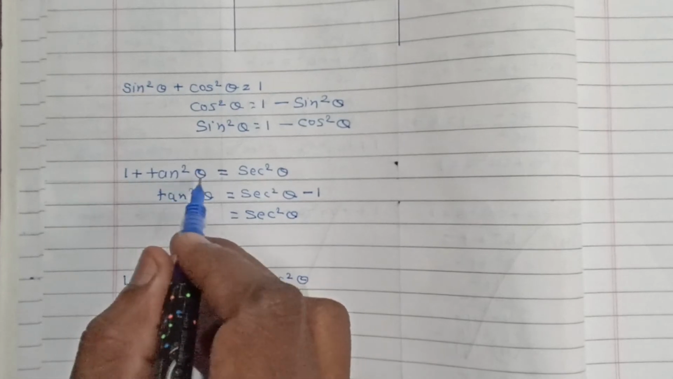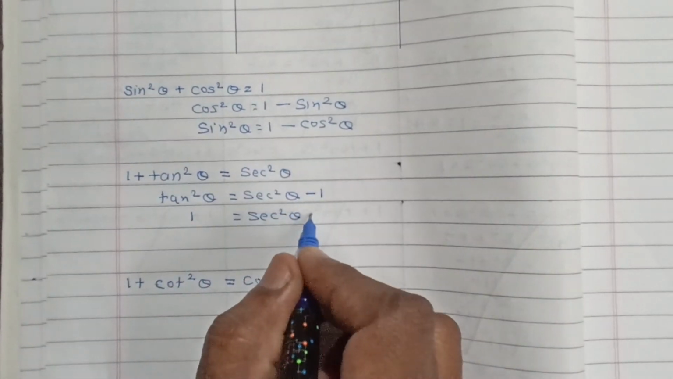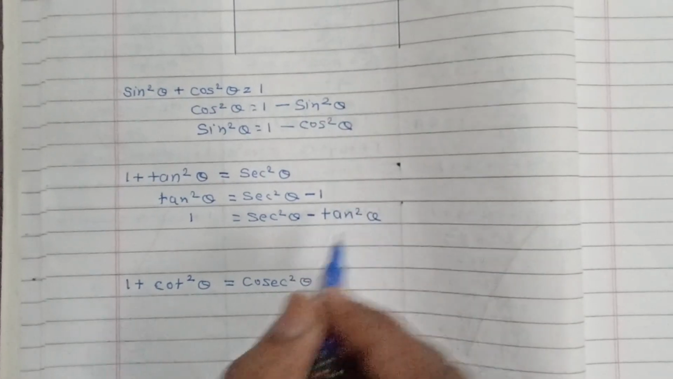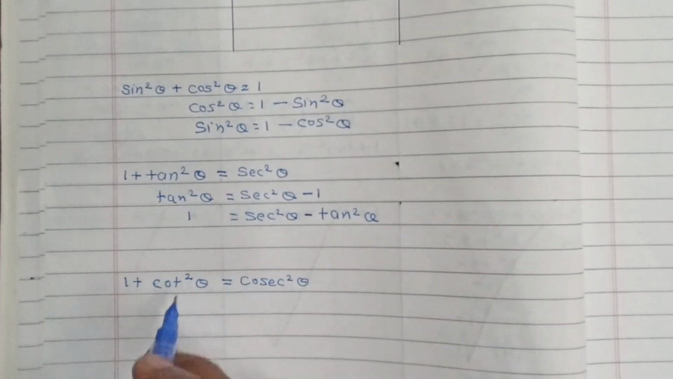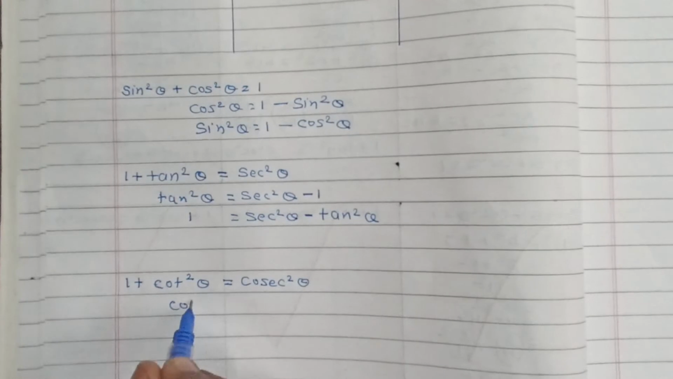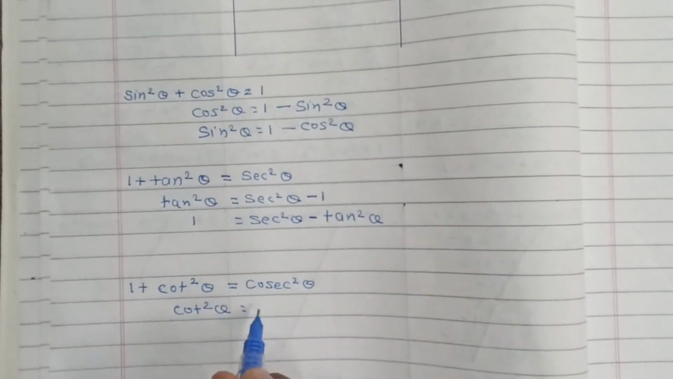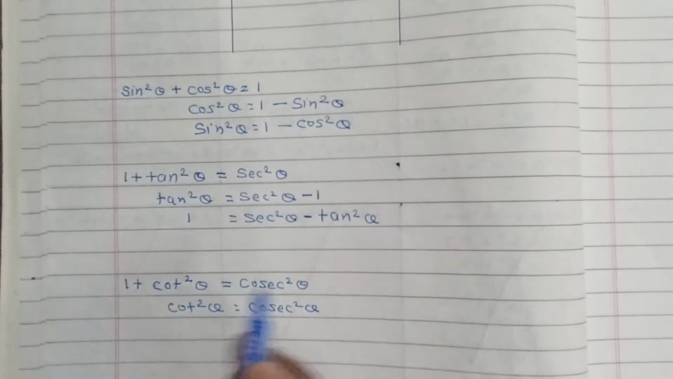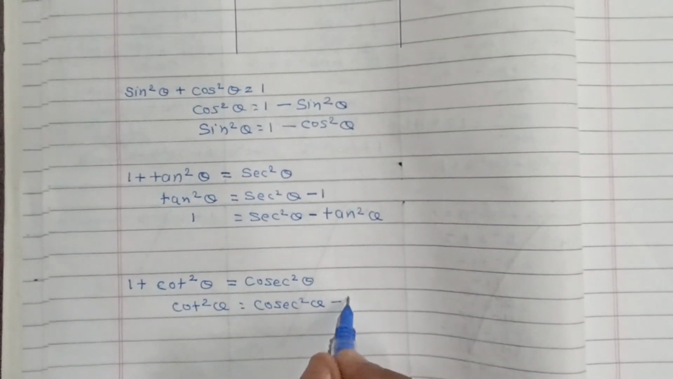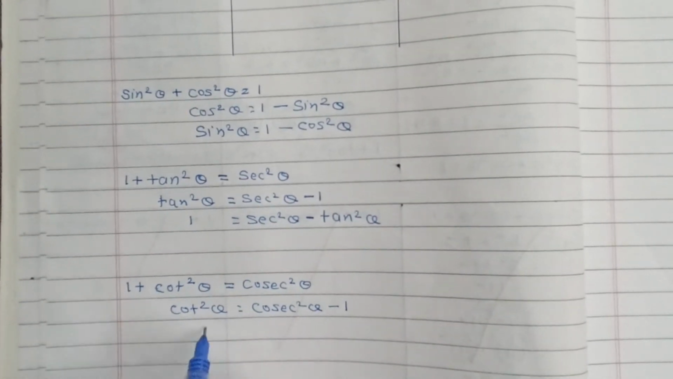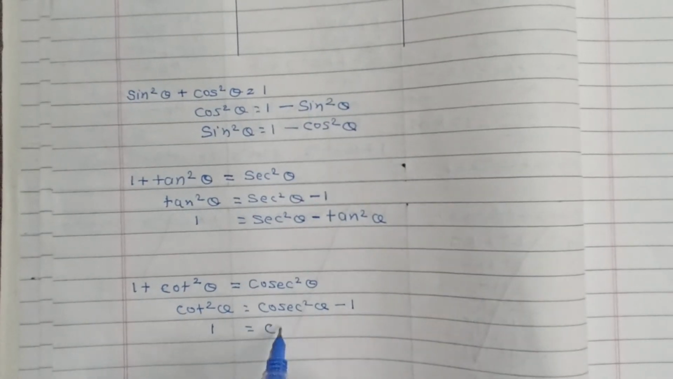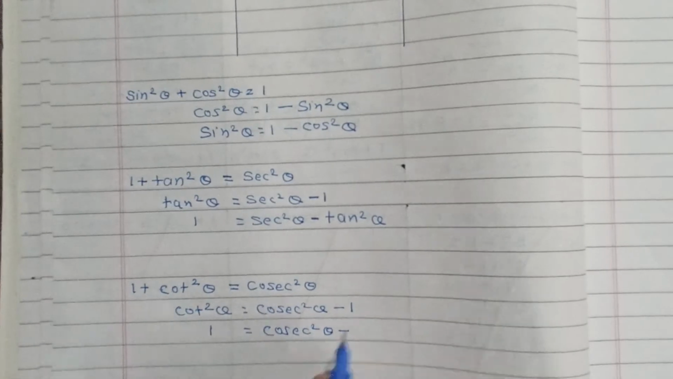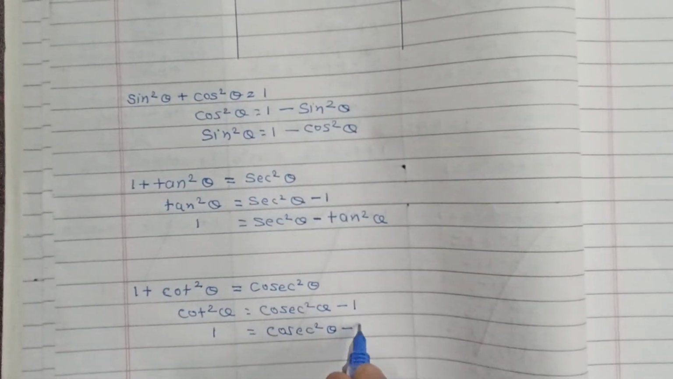This plus tan²θ you have to bring to the right hand side. That time you have to write here minus sign, and this is tan²θ. And this third identity you can write cot²θ is equal to cosec²θ. This plus 1 you have to bring to the right hand side. That time you have to write here minus 1, and then this 1 is equal to cosec²θ minus cot²θ.